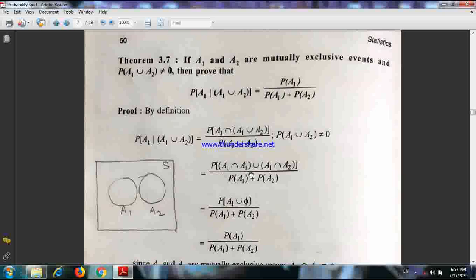Or you can break it this way also. A1 intersection A1 union A1 intersection A2. We have shown this in the algebra of sets or algebra of events. Now what is A1 intersection A1? A1 intersection A1 means A1, and A1 intersection A2 is phi. They do not have any common area. And what is A1 union phi? A1 union phi is again A1. That's the result.